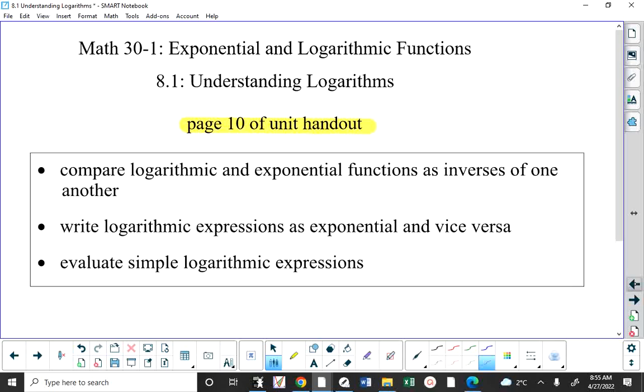So today, this is section 8.1. It's called Understanding Logarithms. It's on page 10 of your unit handout. We're going to be doing a number of things. We have to start off the lesson by comparing exponential functions and logarithmic functions, because if you want to know what a logarithmic function looks like, you have to look at a corresponding exponential function and do something to it. There's a really intricate connection between exponents and logarithms. And at some point, I'm going to tell you that really all a logarithm is, is an exponent.